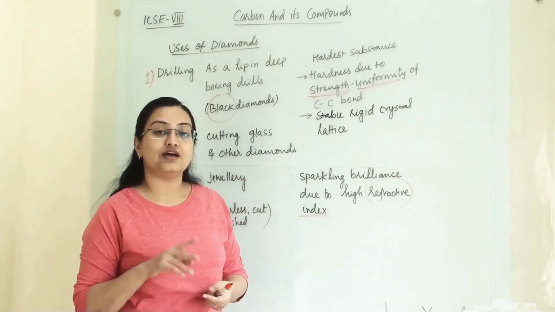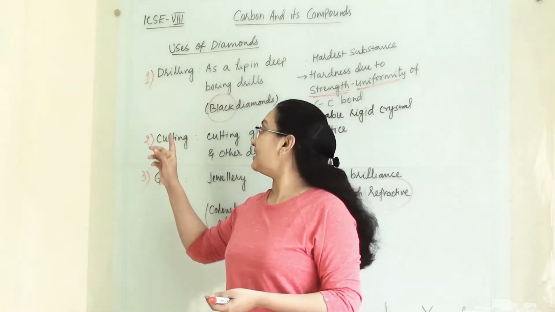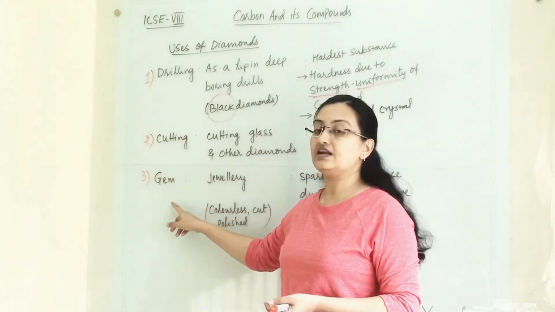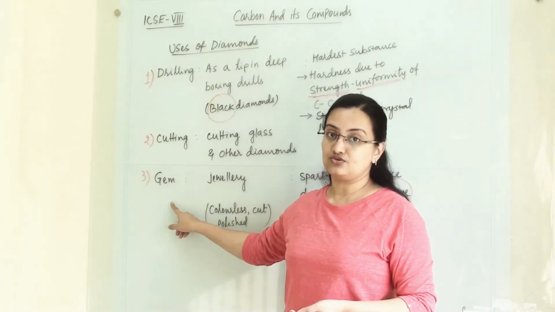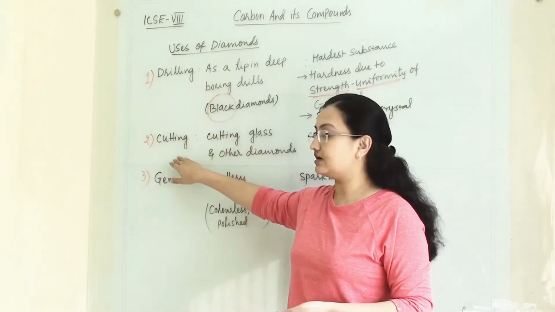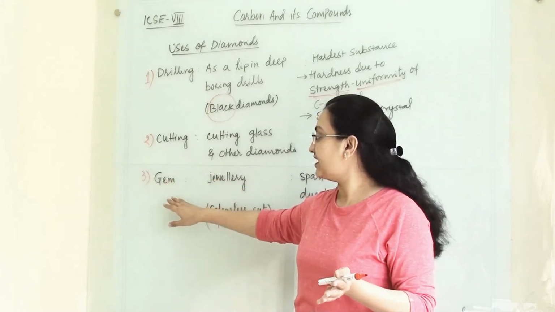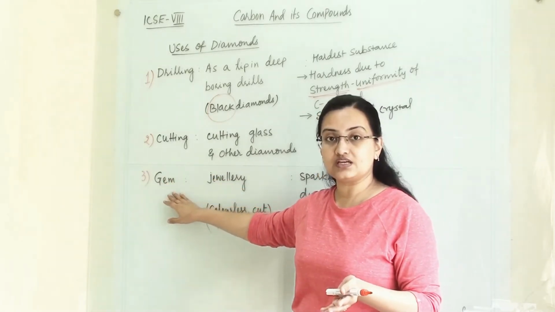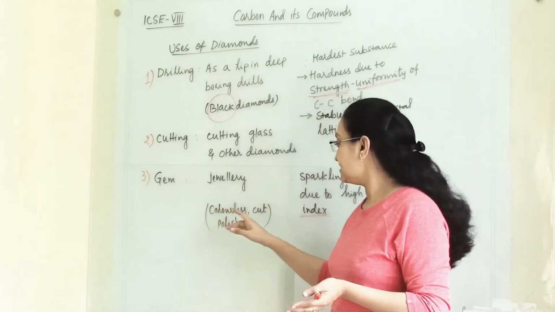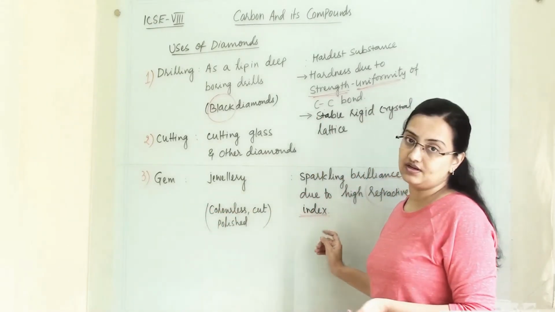So here there are 3 main uses of diamond: in drilling, cutting and in jewelry making. In drilling and cutting it is the hardest substance, so that's why we are using it, and in jewelry we are using it because it has a high refractive index.